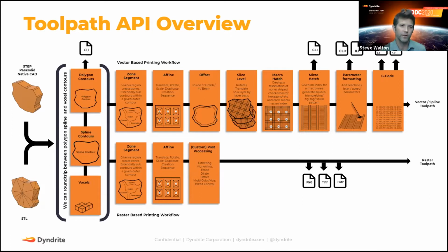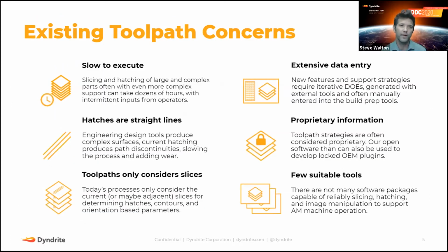So there are several obvious challenges that we have with Toolpath today. For one, it's slow. Slicing and hatching of large and complex parts can take dozens of hours to days in some cases. Currently, hatches are generally straight lines. This results in discontinuities in the toolpath with jumps, either slowing down the process or increasing component wear. Toolpath today only considers really the individual slices. We don't consider information in the geometry far away from the slice we're actually interrogating for Toolpath.